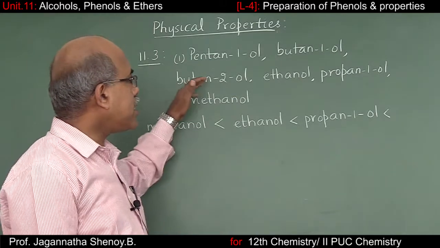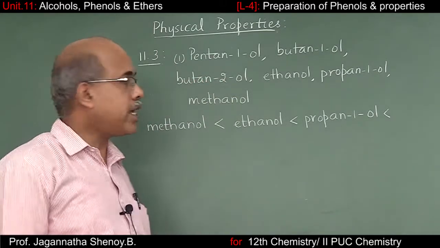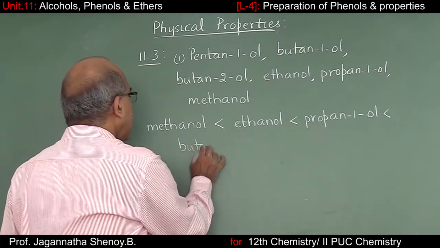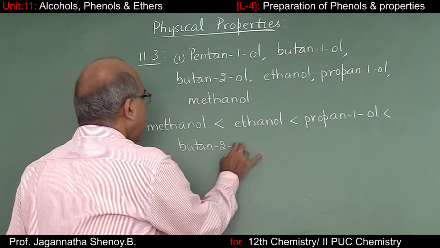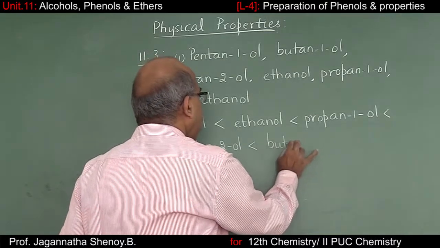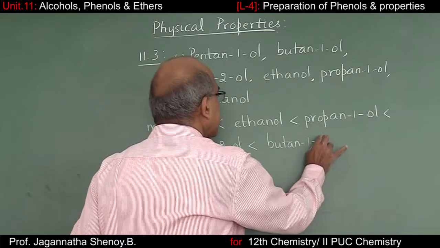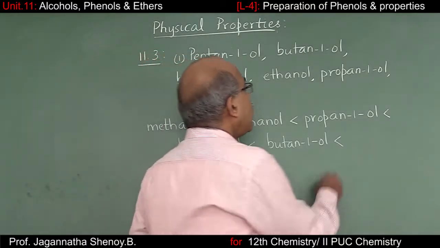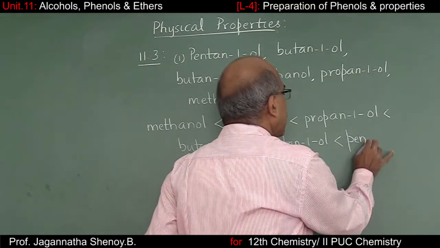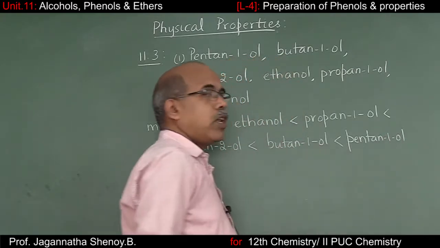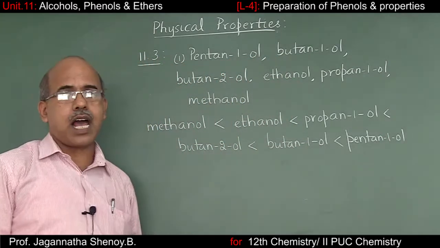And you know, whenever branching is there, boiling point decreases. That's why butane 2-ol must have a lower boiling point compared to butane 1-ol. And finally, we have pentane 1-ol. So this is the order of increasing boiling points of various alcohols.